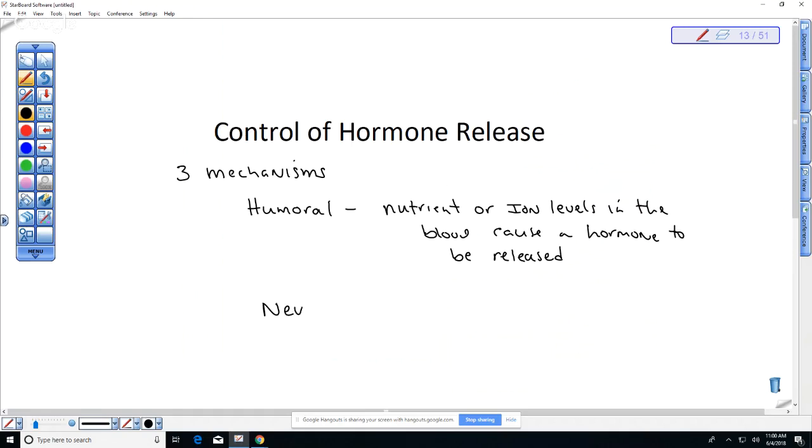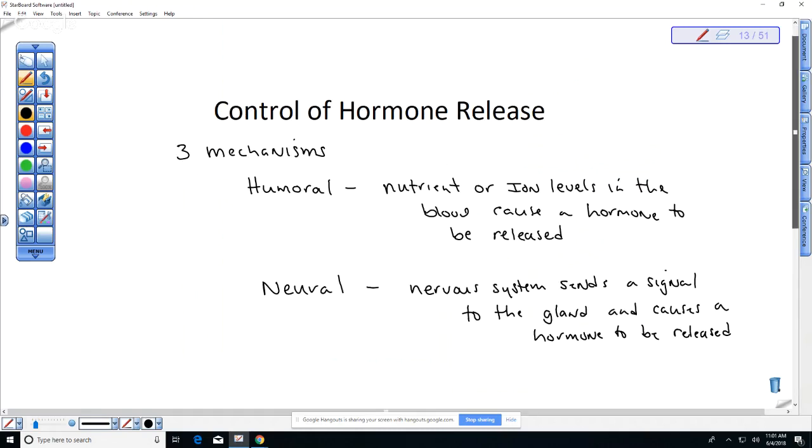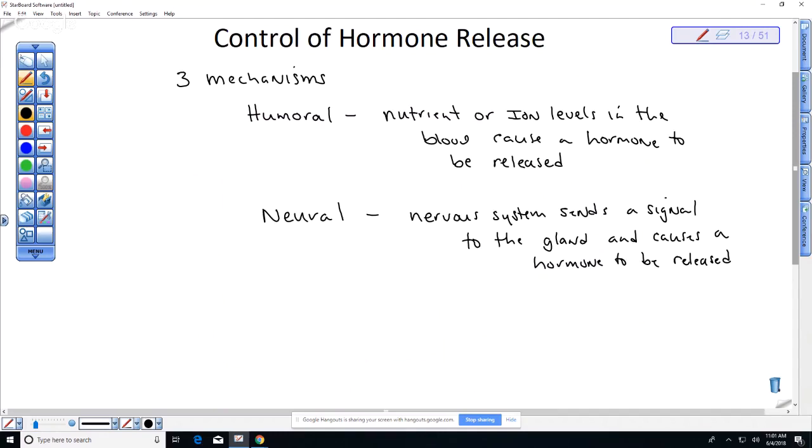We could also have a neural mechanism. So neural means nervous system. So the nervous system sends a signal, which is the action potential, to the gland and causes a hormone to be released. And I think this is one of your essay questions. And the big example of this one is the direct connection between the sympathetic nervous system and adrenal glands, right?